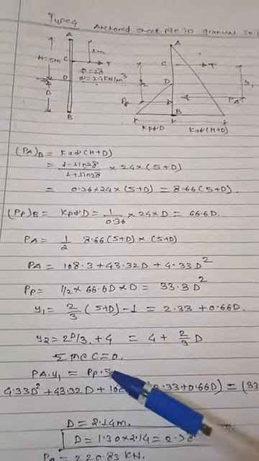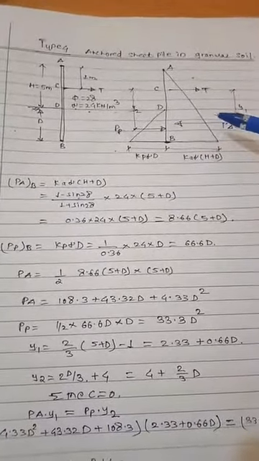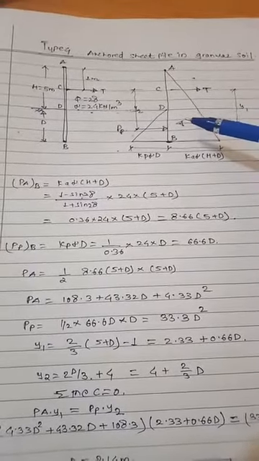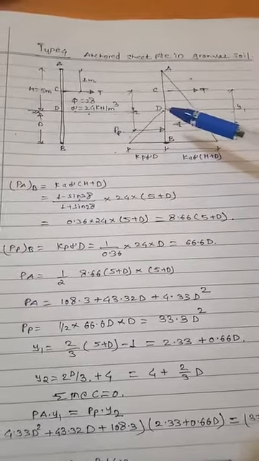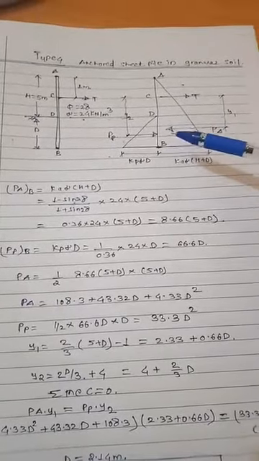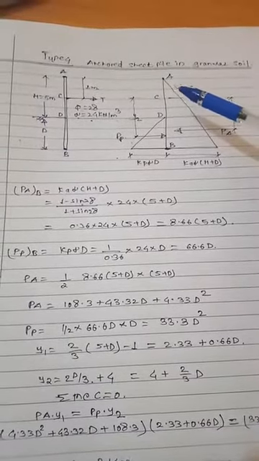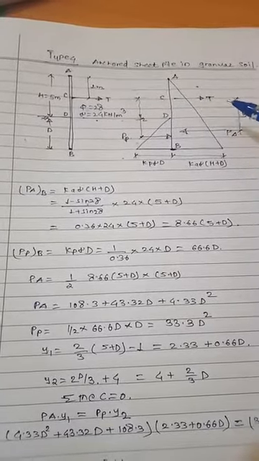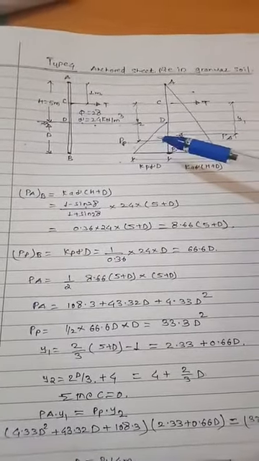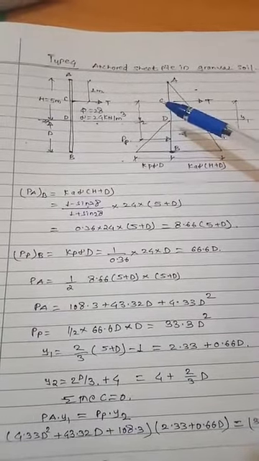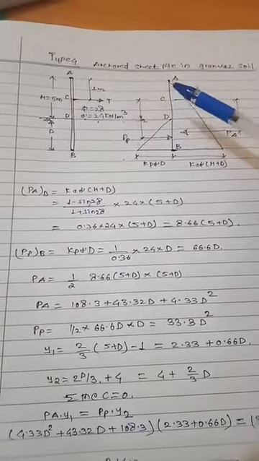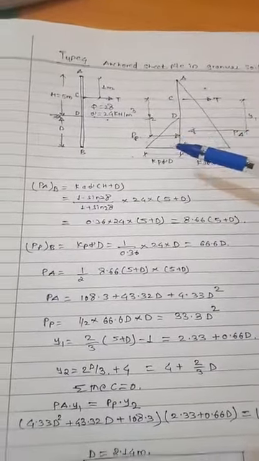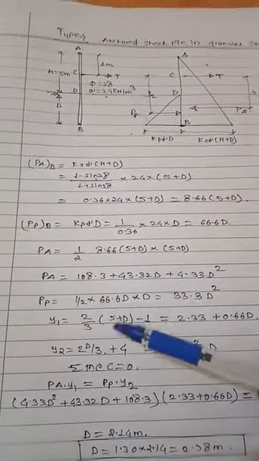Pa into y1 plus Pp into y2. Y1 means the distance of Pa from point C, so we can calculate y1. It is 2/3 of (5 plus d), from this deduct 1, so that you will get y1. Then y2 means this distance. This height is 5 minus 1, that is 4, plus 2 by 3 of d. Like this we can calculate y1 and y2.